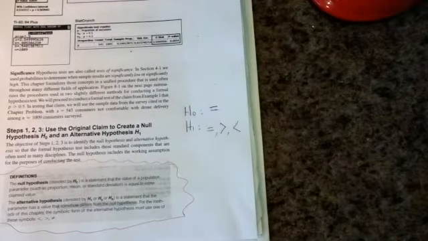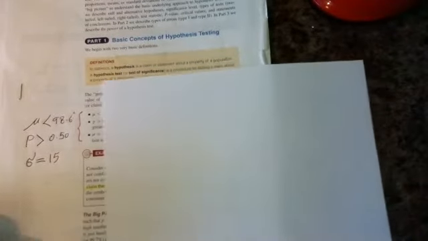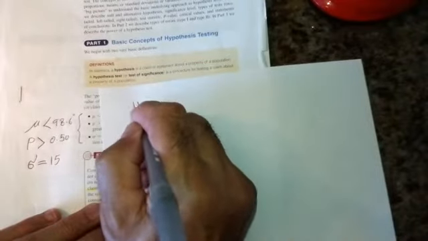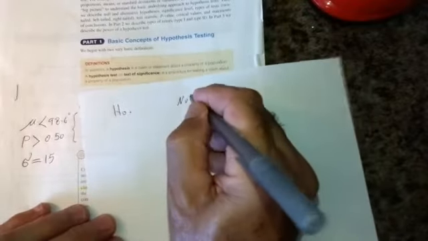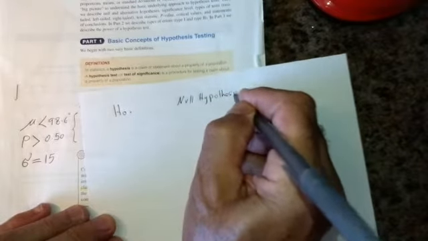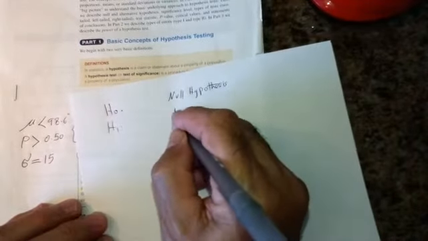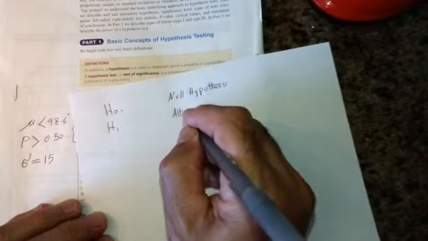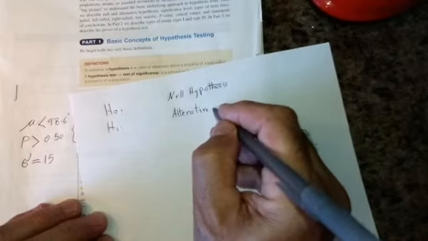Now what does that mean? Here, I want to write H0 and H1, okay? H0, they call it the null hypothesis. And H1, they call it the alternate hypothesis.